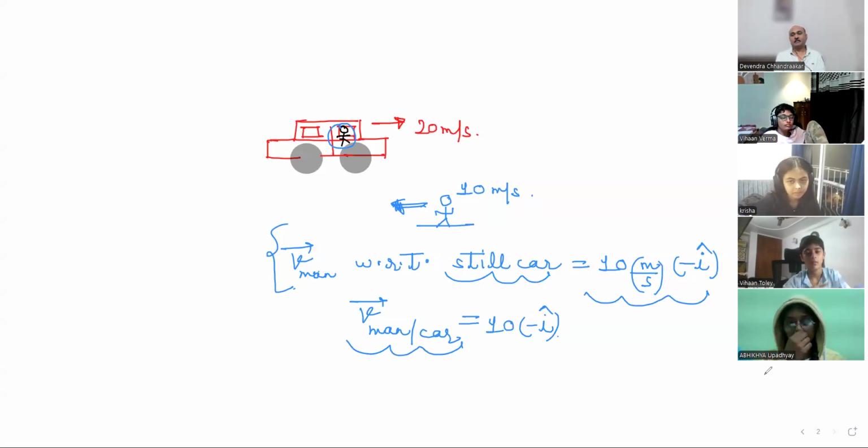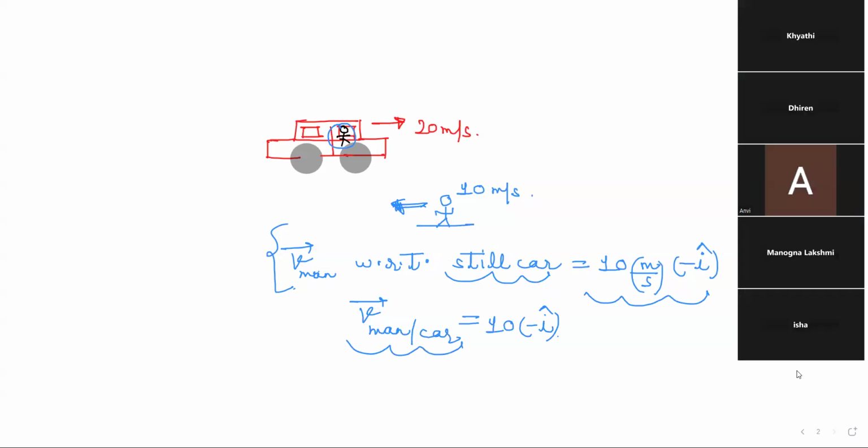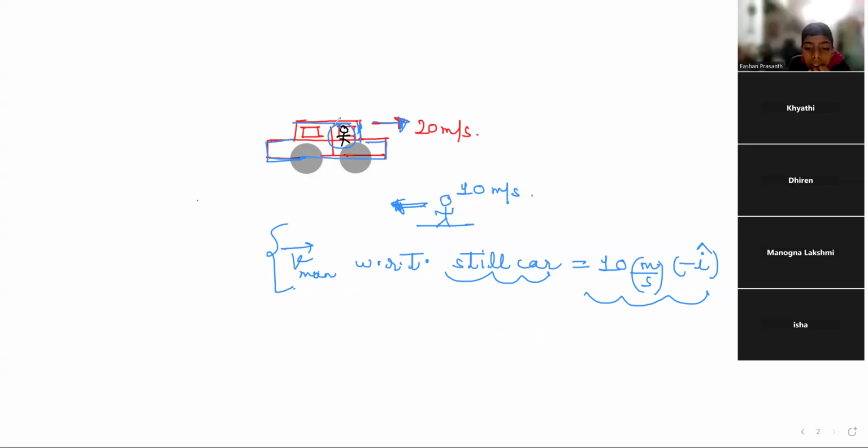Anybody is having any challenge in understanding this? Jagannath, you understood or not? Yes, sir. Sir, can you once explain this? You understood still car, Anvi? No, sir. अरे भाई कार तुम्हारे रिस्पेक्ट में स्टिल कब होगी? कार 20 मीटर पर सेकंड से जा रही है अनवी. ये कार तुम्हारे रिस्पेक्ट में स्टिल कब होगी बताओ? कार इज गोइंग विद 20 meters per second. When will it come to rest with respect to you? सर, अगर अंदर बैठी हूँ तो.